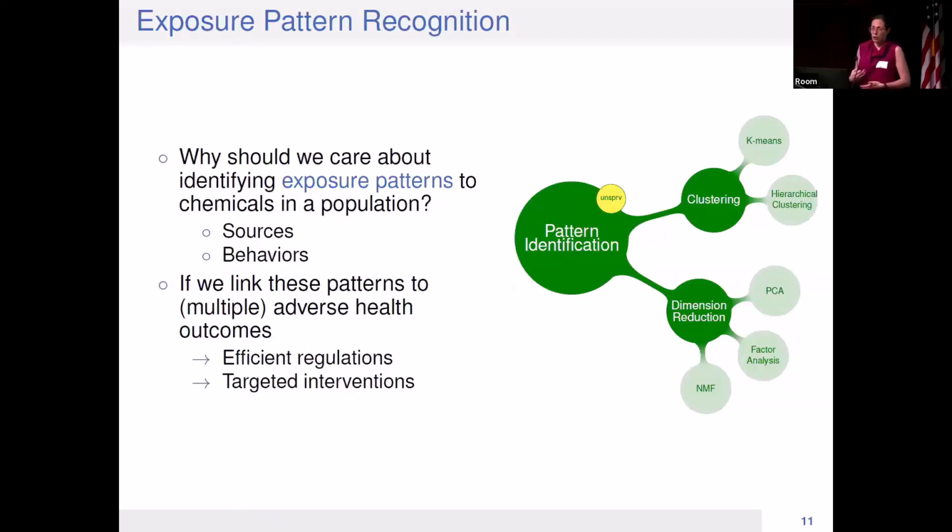This is something that I personally work a lot with. And why should we care about identifying exposure patterns to chemicals in a population? Or, as I said, even though I may be saying chemicals, I mean stressors in general. It might be other non-chemical stressors. First of all, this can be specific sources or behaviors in the population that give rise to the mixture that we see. So if we link those patterns that we hopefully can interpret as our specific sources or behaviors, then that can result in much more efficient regulations and targeted interventions. It's much easier to regulate traffic versus regulate only one PAH that comes out of a tailpipe, right? Polycyclic aromatic hydrocarbon.